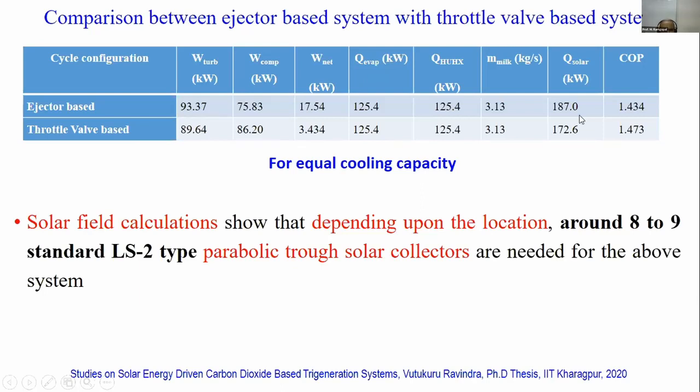We have also done solar field calculations, and this is again based on a PhD thesis of another research scholar. He has designed the solar collectors and the solar field. Using the standard LS2 type parabolic trough collectors, we have seen that you require about 8 to 9 standard collectors. Standard collectors are not designed for carbon dioxide, so we have redesigned the tube so that it can withstand the high pressure. Otherwise, the other parameters remain more or less the same as the standard collectors.